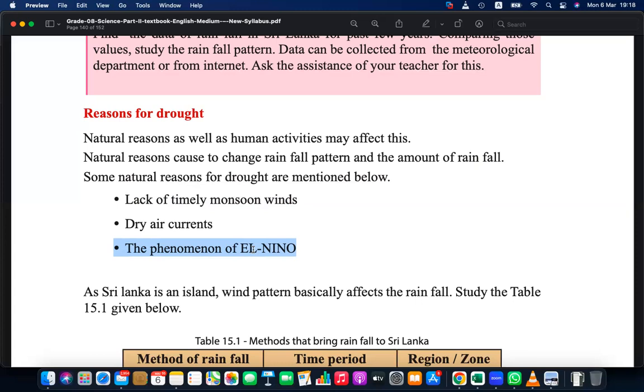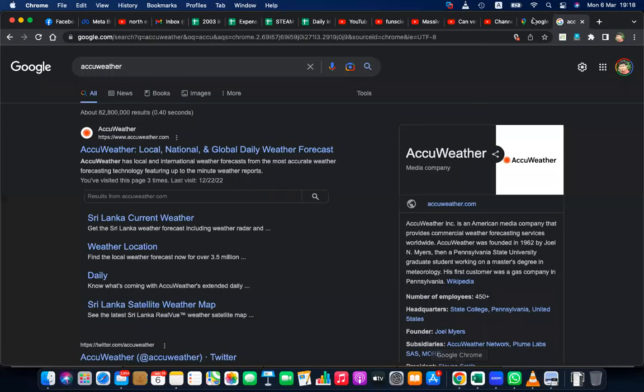Yes, El Nino. Have you heard what it is? I don't remember. El Nino is something like that. I'll show you an animation, but before that I would like to show how El Nino occurs. So let's go to the map.